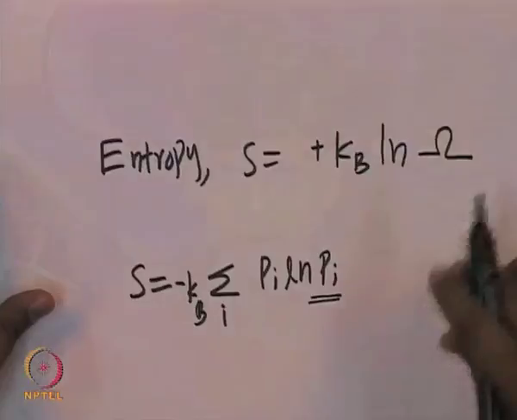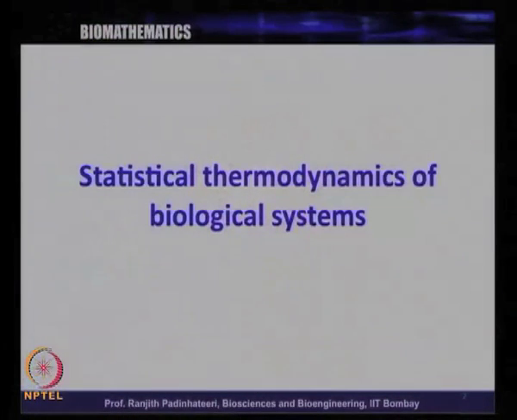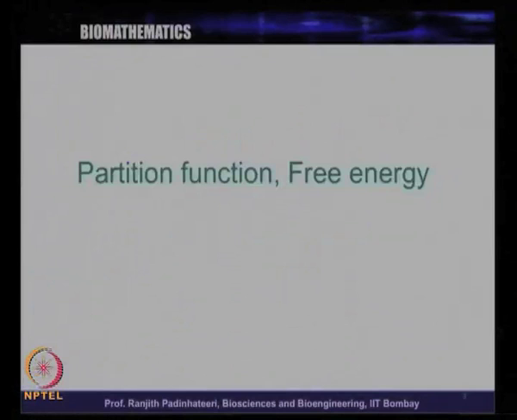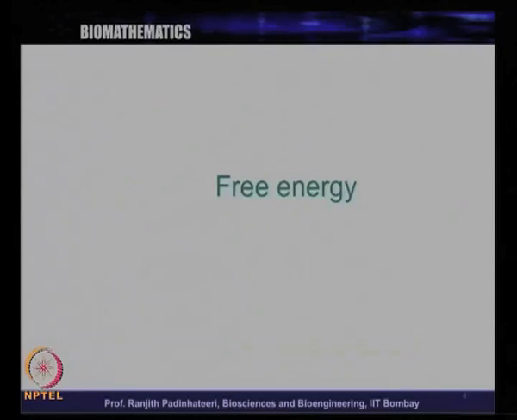Now, let us think a bit about probability to be in a state. Today we will discuss two quantities. The title of the lecture is Statistical Thermodynamics of the Biological System Part 2, and we will talk about some quantities called partition function and free energy. We talked about free energy already. Now we will talk about a new quantity called partition function.